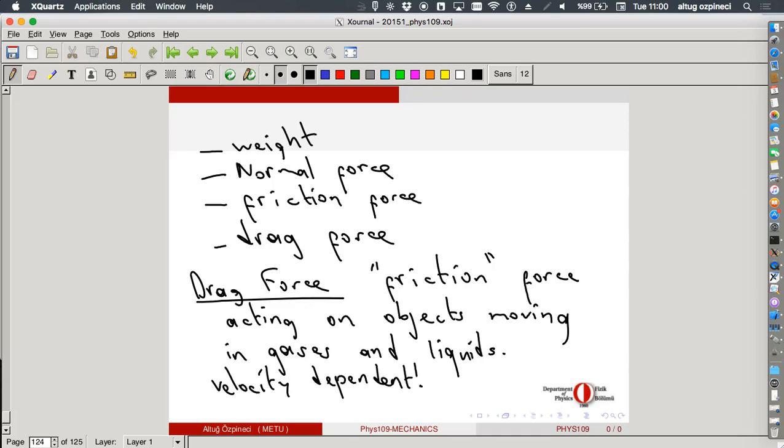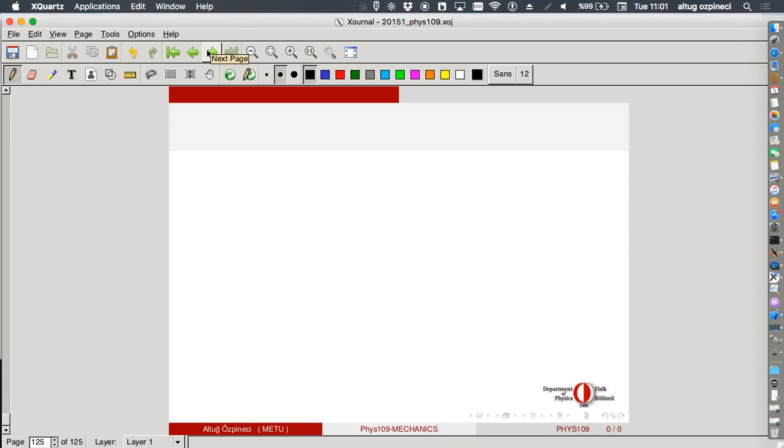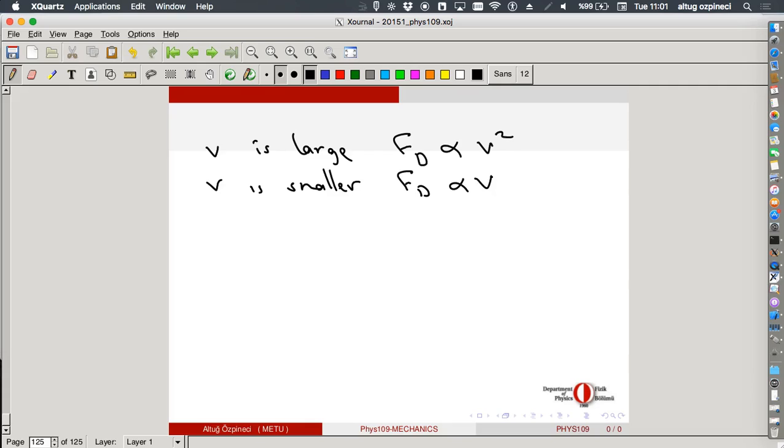Now, how does it depend on the velocity? Well, we cannot really have a general expression for the drag force. But we know from everyday experiments that if v is large, then the drag force is proportional to the velocity squared. For v smaller, the drag force will be proportional to the velocity itself.